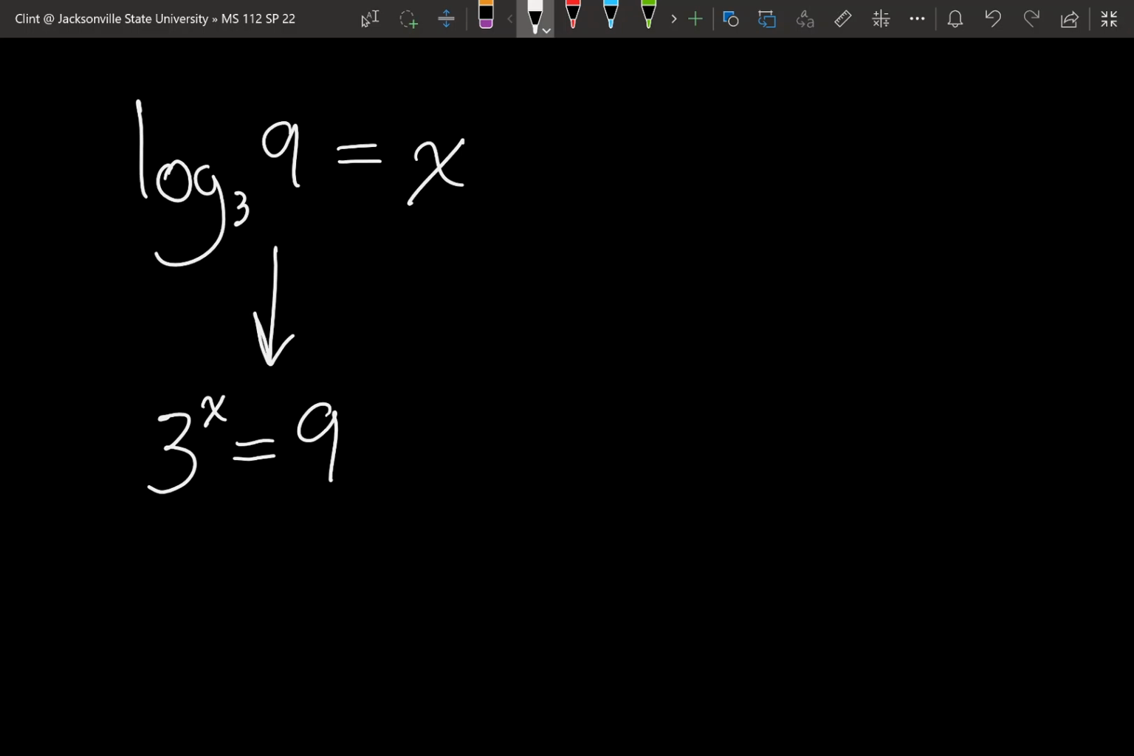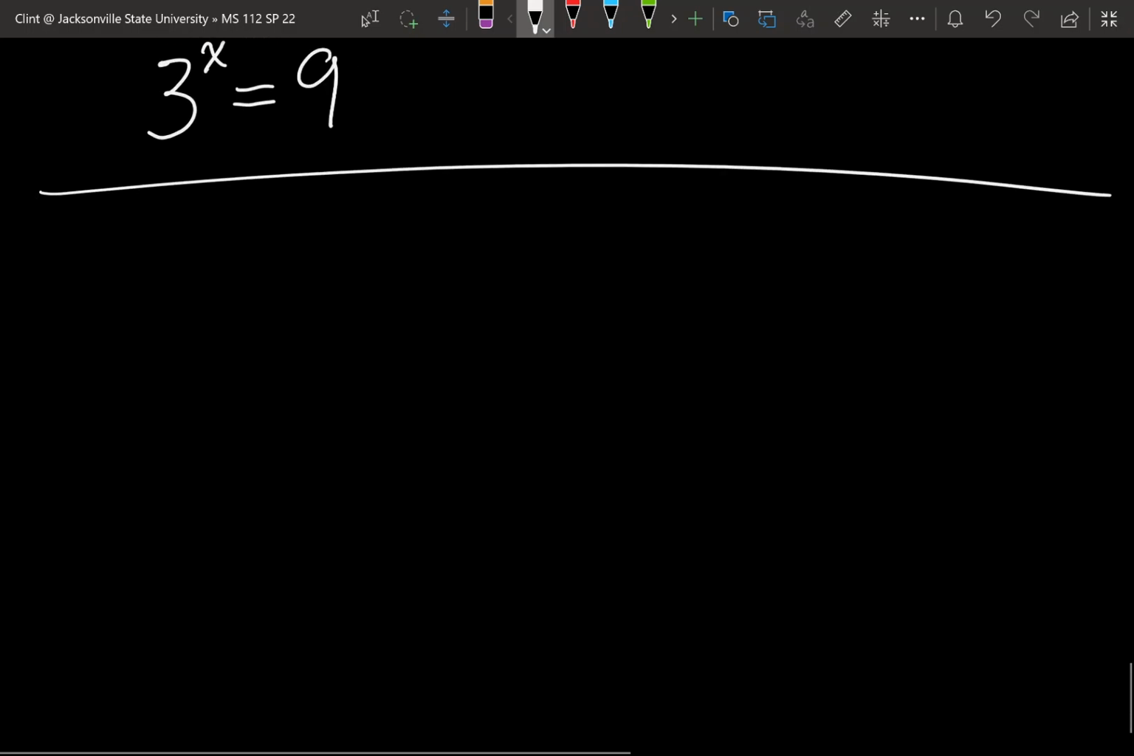Okay. Let's do some other direction. Start with exponentials and go back to logarithms.